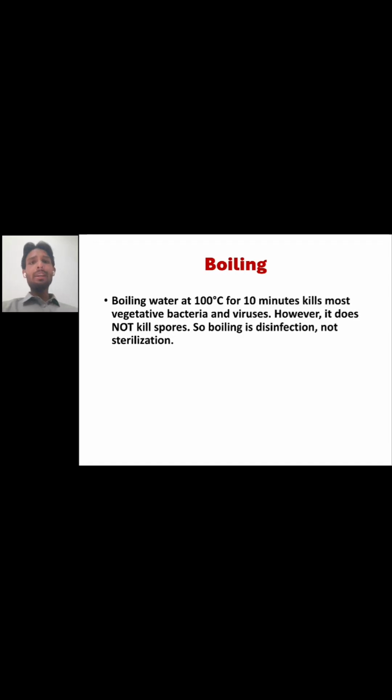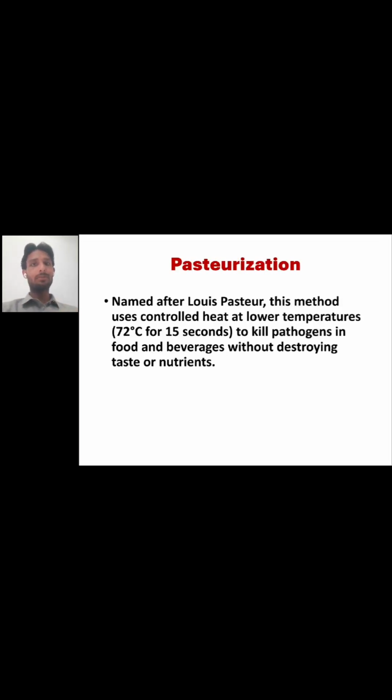Now, boiling. Boiling is another physical method used to kill most vegetative bacteria, not spores. Spores are not killed by boiling. So we boil milk, water, or other liquid substances at 100 degrees centigrade for 10 minutes, and it will wipe out vegetative bacteria and viruses. So boiling is disinfection, not sterilization, not complete destruction of spores and microorganisms. Bacteria like Clostridium and Bacillus will still remain alive in boiling water because they are very resistant to heat.